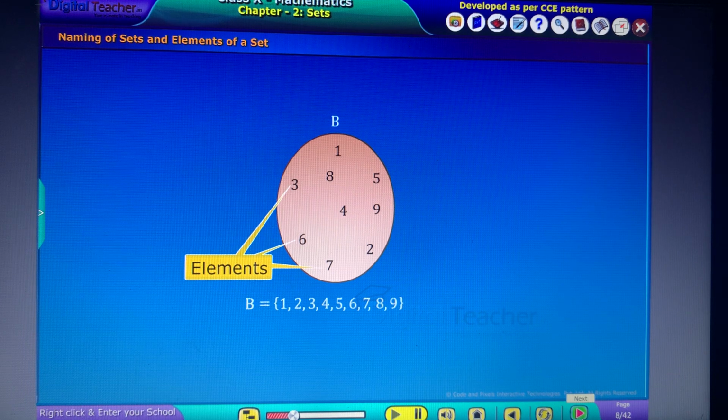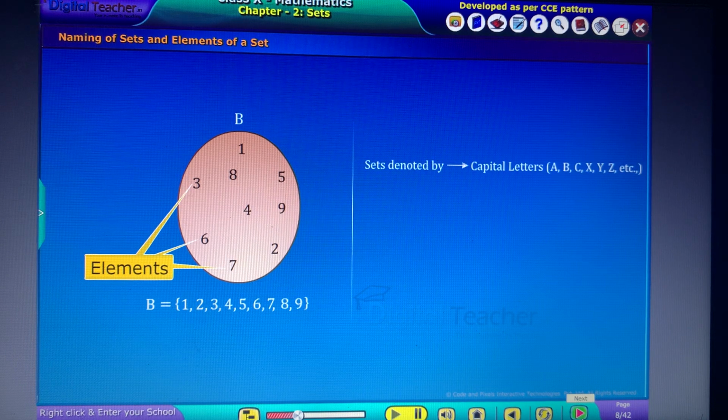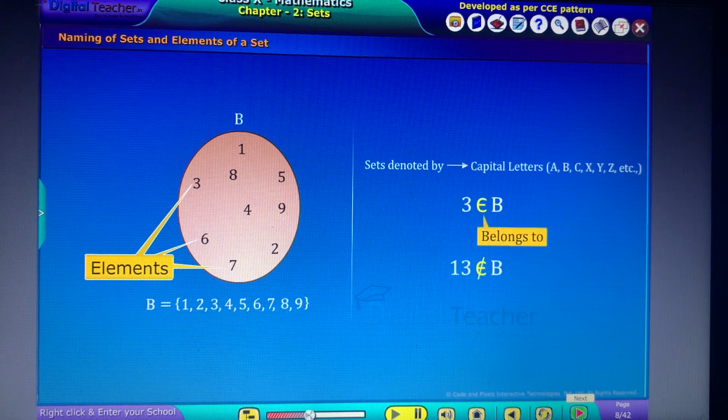Sets are denoted using curly brackets as shown on the screen. Sets are usually designated with capital letters A, B, C, X, Y, Z, etc. The notation to show an element belongs to a set B is the belongs to symbol as shown on screen. Similarly, the notation to show an element does not belong to a set B is the does not belong to symbol as shown on screen. The examples of both the notations are shown on the screen.